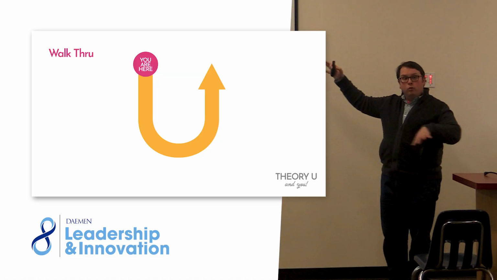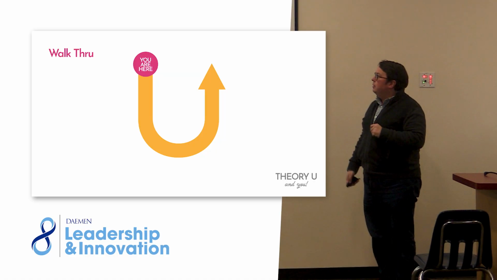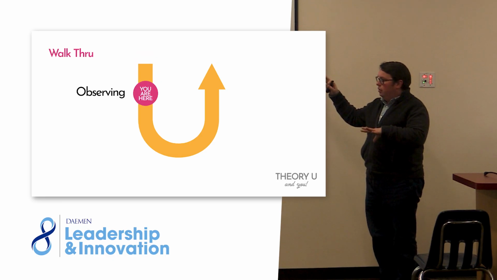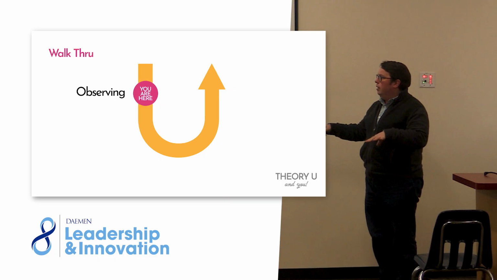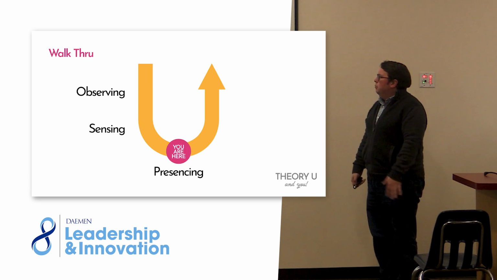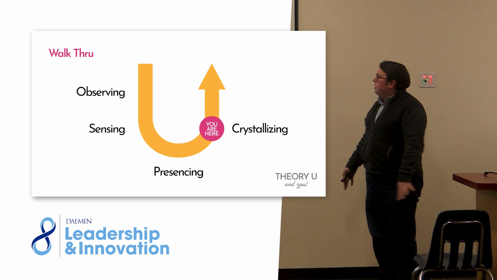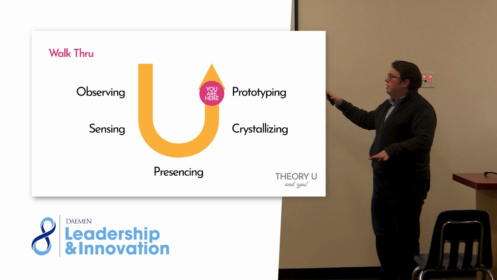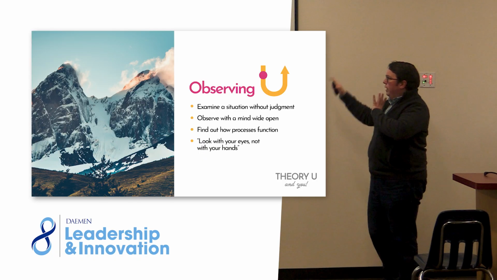So I'll walk you through. We're sort of at the top left here, and as we move down, we have observing, and these are the definitions that were brought up by the founders of the theory. So observing, sensing, presencing, crystallizing, and prototyping. Those are the 5 main steps, and we'll break each one of them down.